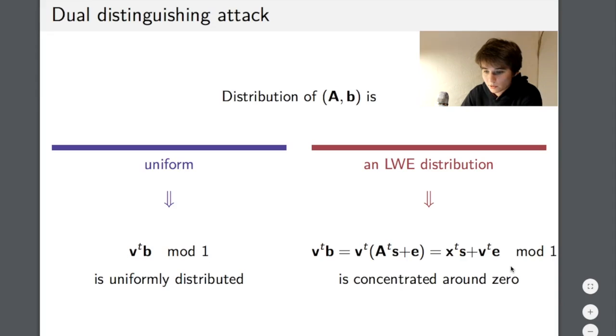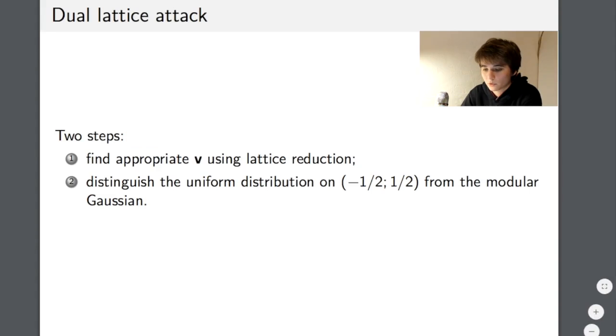Thus, to guess the distribution of the input samples, we need to distinguish the uniform distribution over t from some concentrated around zero distribution. To sum up, the dual distinguishing attack can be divided in two steps. First, we recover an appropriate vector v. Second, we distinguish the uniform distribution from some concentrated around zero distribution.